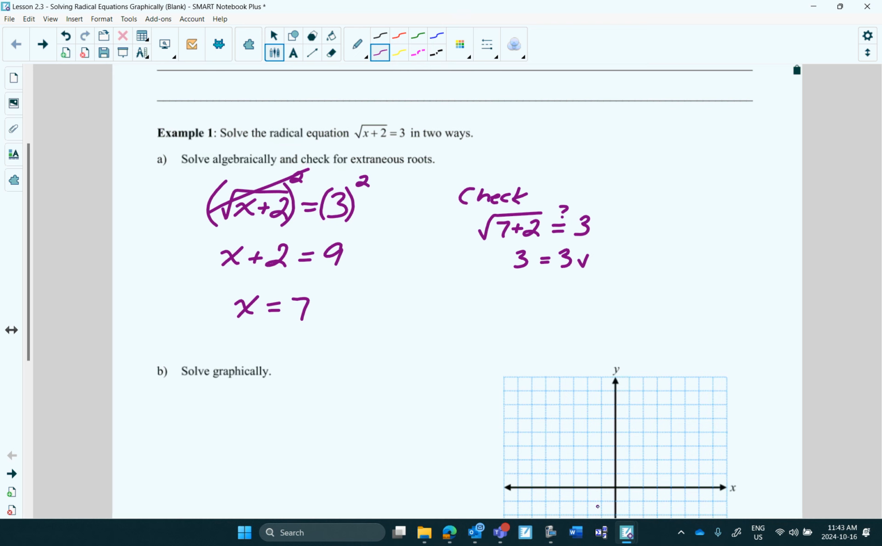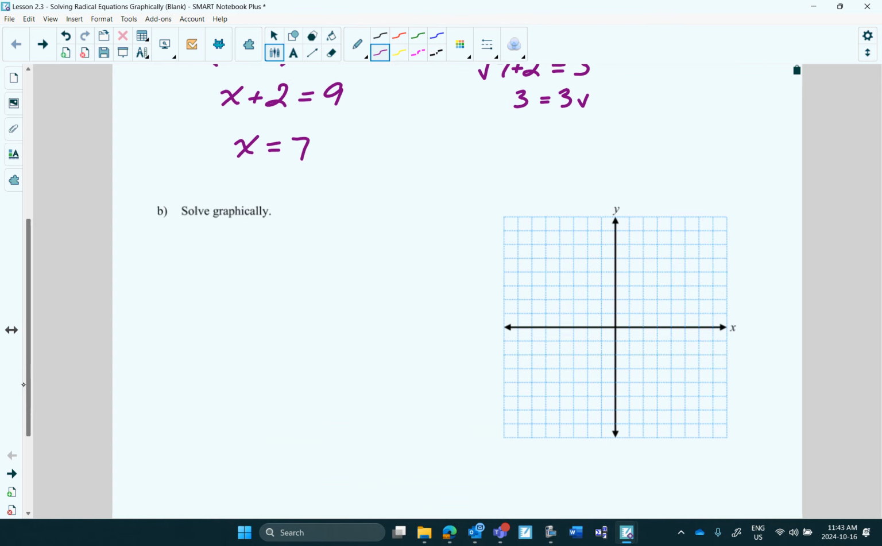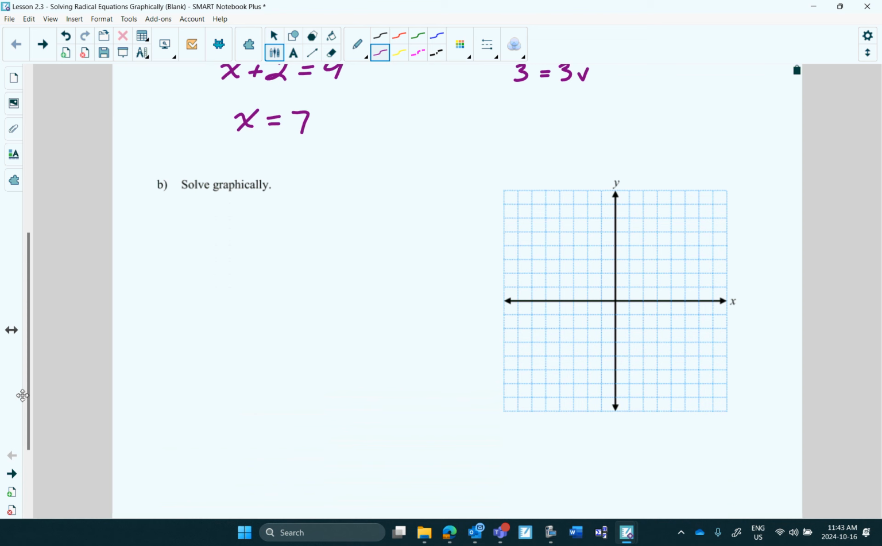So this is grade 11. In grade 11, we also solve quadratic equations using graphs. We can solve radical equations the same way. Do you remember how we solve an equation using a graph? Anyway.